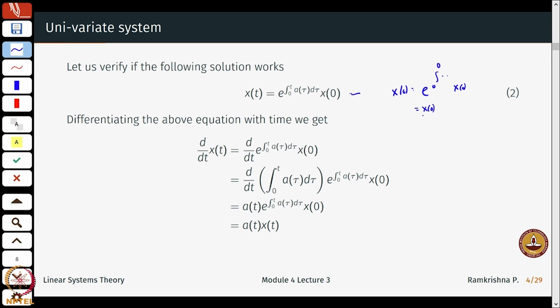Now, does it satisfy the original differential equation? Again I am talking of the autonomous case where u is equal to 0. So I just differentiate, and all the steps written down here reconstruct or regain my original differential equation. Therefore, I can claim that the equation labeled 2 is actually a solution to the scalar time varying differential equation.